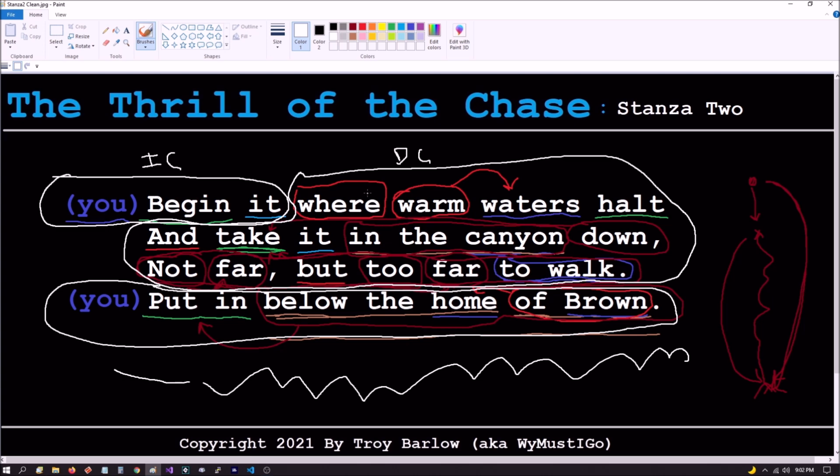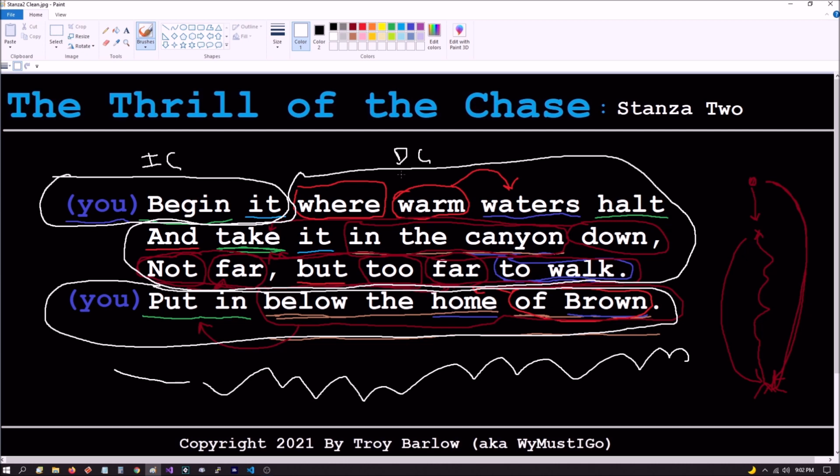So basically, this is telling you begin it. Well, where do I begin it? Well, you begin it where warm waters halt and take it in the canyon down. Not far, but too far to walk. Again, he's not telling you to take it. He's telling you that the warm waters halt and take it in the canyon down. Okay. Not far, but too far to walk. All right. So that's our first sentence.